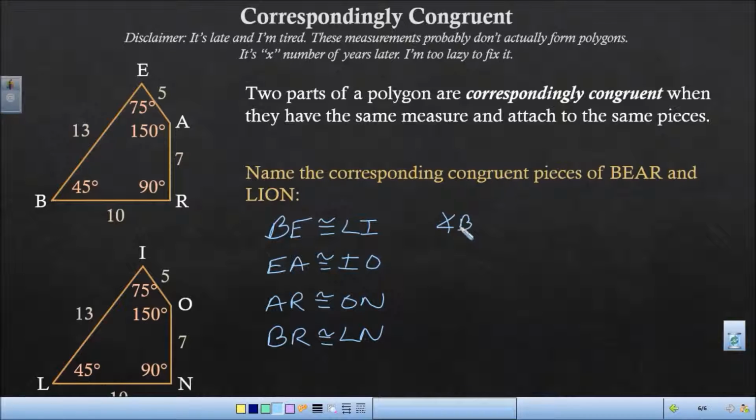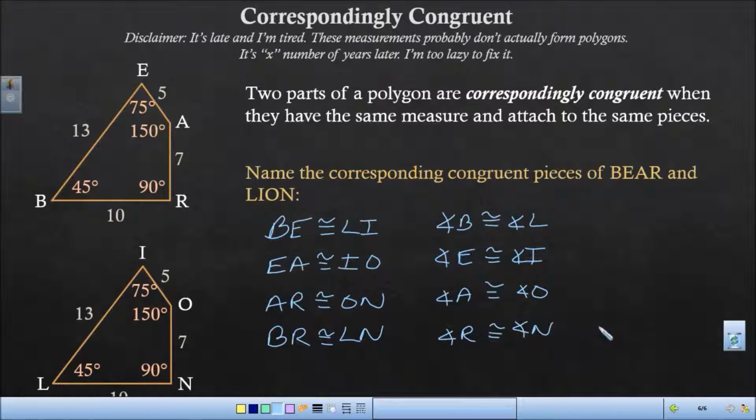Likewise, angle B and angle L are both equal to 45 degrees. Angle E is congruent to angle I, because they're both 75. Angle A is congruent to angle O, because they are both 150. And angle R is congruent to angle N, because they're both right angles. We have 8 pieces of correspondingly congruent information. And this is basically double the number of sides of the polygon. You got 4 sides, you're going to have 8 congruence statements. You got 5 sides, you're going to have 10. One set for each side and each angle.